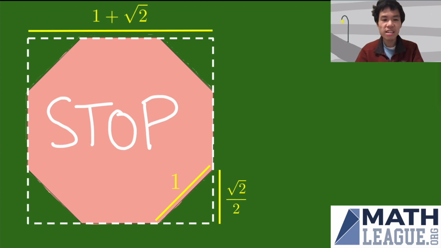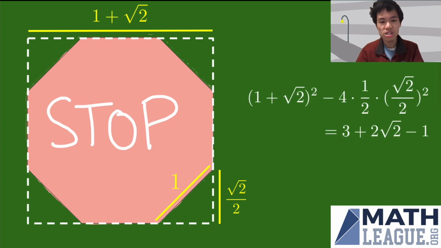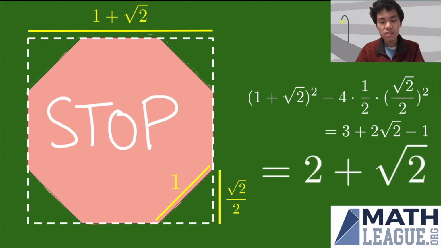And now you get the area of the square, and then you subtract 4 of those isosceles right triangles. So you can do this setup, and then in order to continue on the math, you may need to do some expanding with squares and FOIL. And once you unwrap the FOIL, you should end up getting 2 plus root 2 as your area.